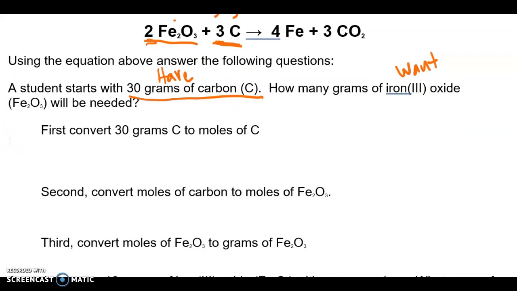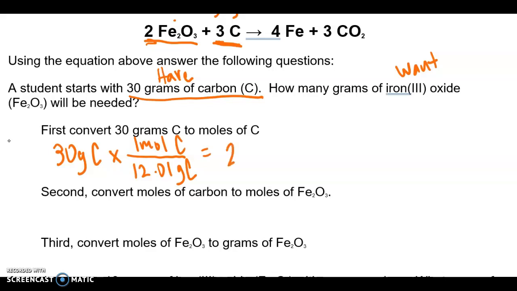So the first thing we're going to do is convert the 30 grams of carbon. We need to put that into moles. So from the periodic table, we know that 12.01 grams of carbon is equal to 1 mole of carbon. And that's going to come out to 2.50 moles of carbon if you round to 2 decimal places, which is the hundredths place.